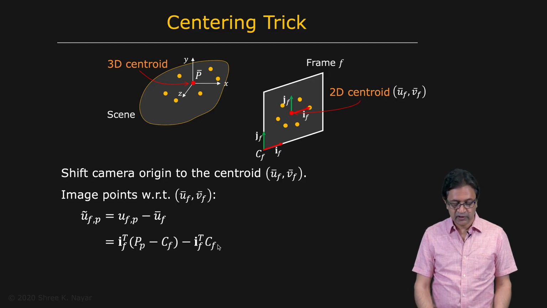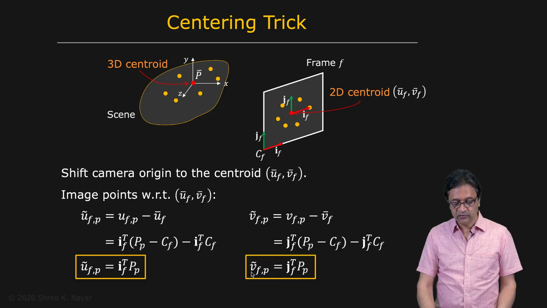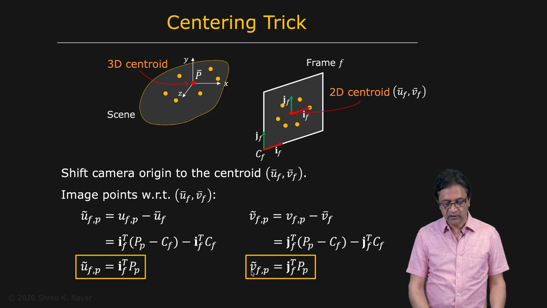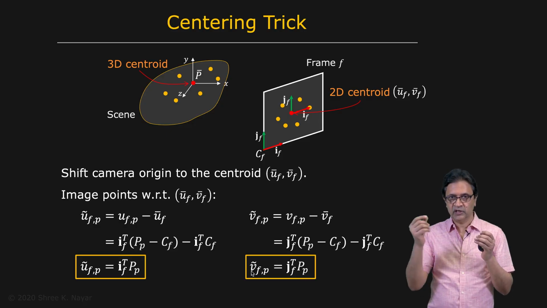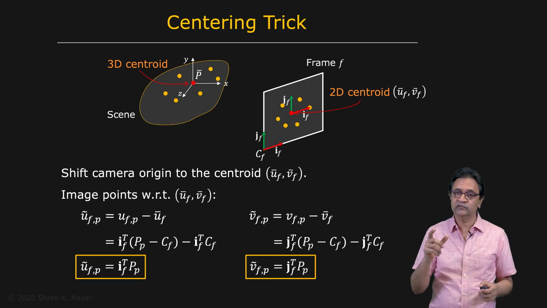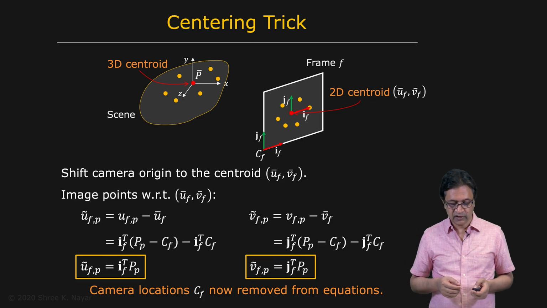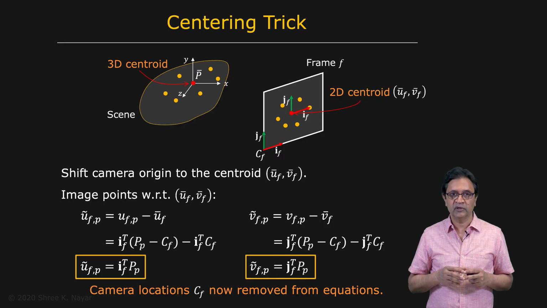So you see what happens here is by playing this little trick, you now have U tilde is equal to I transpose P, and CF is gone. And the same applies to V tilde as well, the other coordinate. So now we have the image coordinates of scene points, but you no longer have the camera center in the expression. You only have the camera orientation defined by the two vectors I and J. CF is gone. So that simplifies things for us. Camera location CF are now removed from the image formation orthographic projection equation.